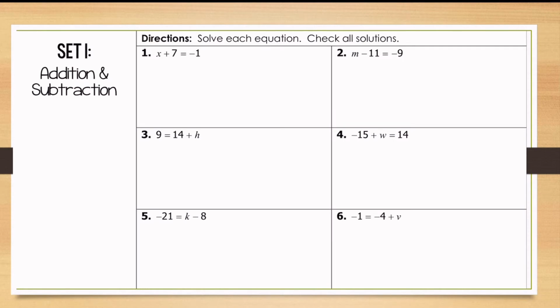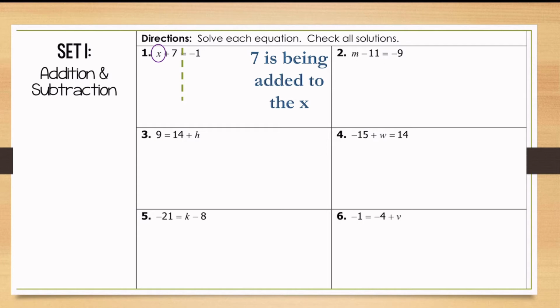So let's take a look. Here's what I mean, okay? So step one, circle your variable. There's my variable x. I have to determine what is happening, what operation is being done to the x. Okay, well, 7 is being added to the x. So since it's addition, I have to undo that 7 with subtraction.